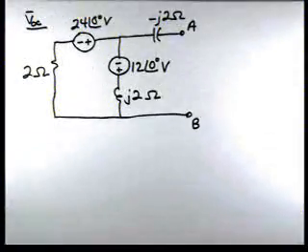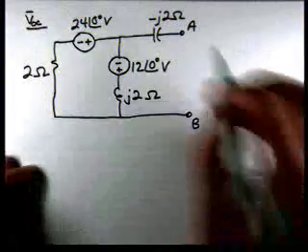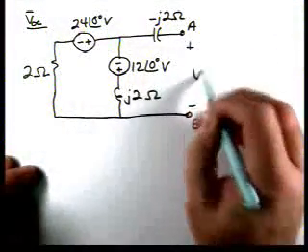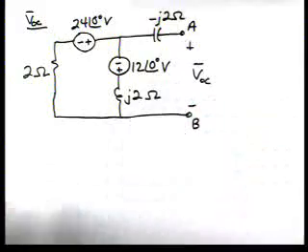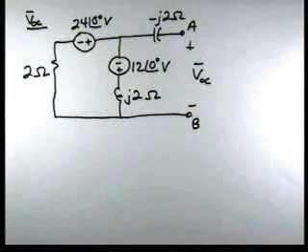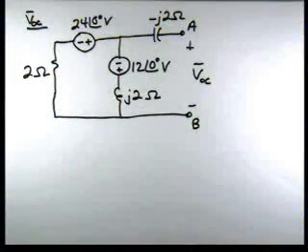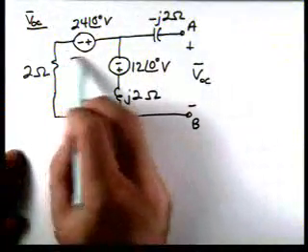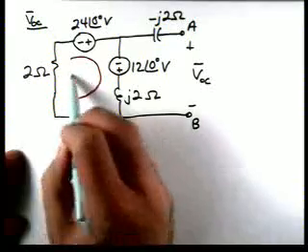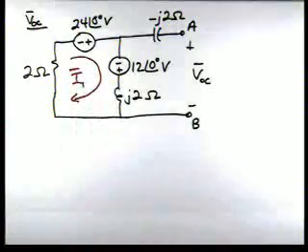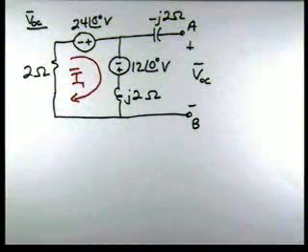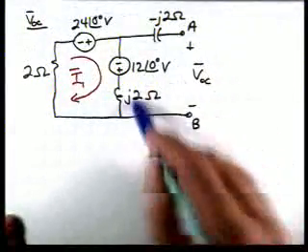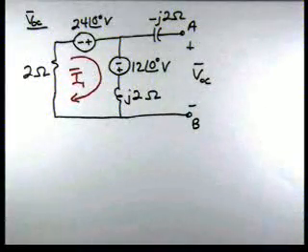We've removed ZL. Here's our voltage, VOC, that we need to calculate. And if we look, we really have a single loop circuit here. Let's define a current I1, and let's calculate I1. Once we have I1, then we can apply KVL around this loop to find VOC.